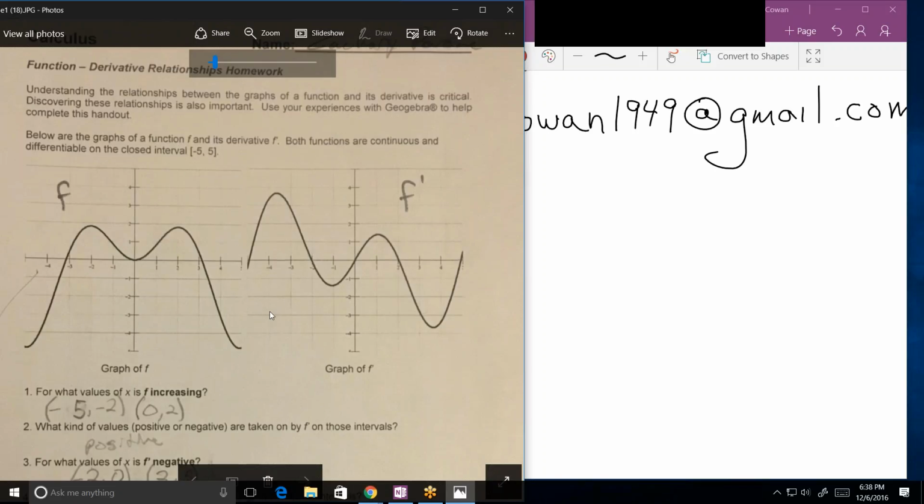So what are we looking at? We're looking at the function on the left and its derivative on the right. Okay, do you want me to just check your answers that you've done here? And let's talk. Shall we start from one? Yeah, let's check one. Okay. So for what values of x is f increasing?